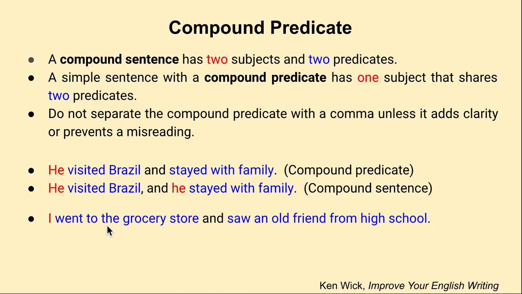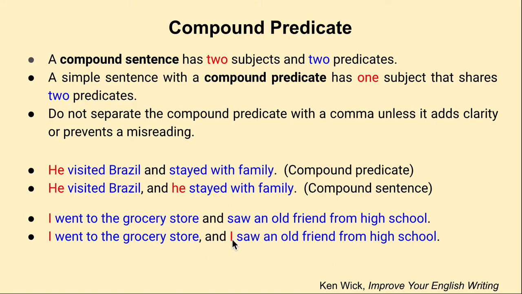So I went to the grocery store and saw an old friend from high school. Once again, there's no subject over in the second half of this sentence. So it's a compound predicate. Therefore, there's no comma. But if you put in a second subject, then you would have to put in this comma right here.